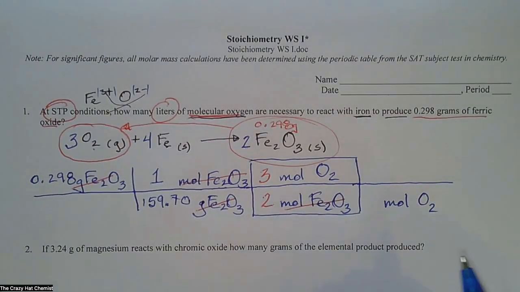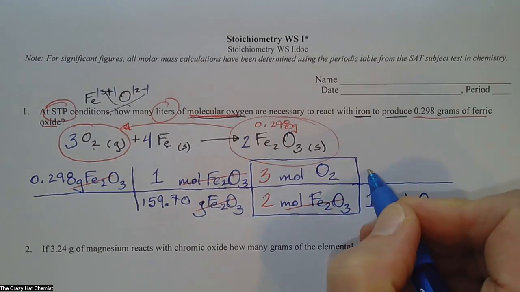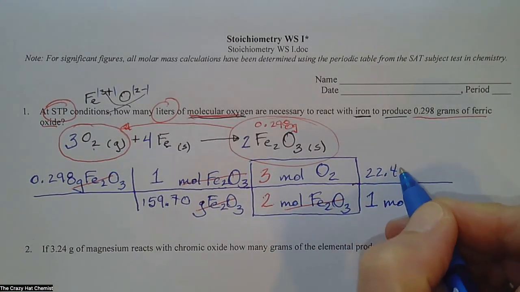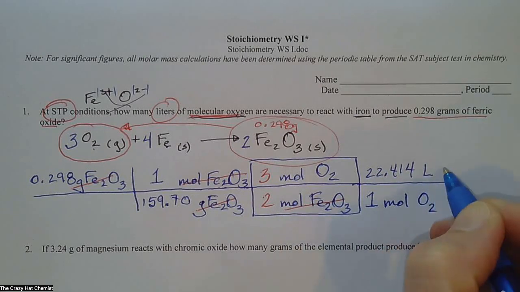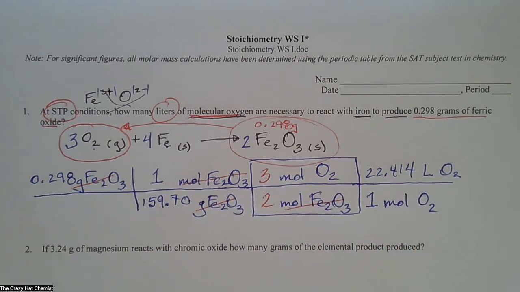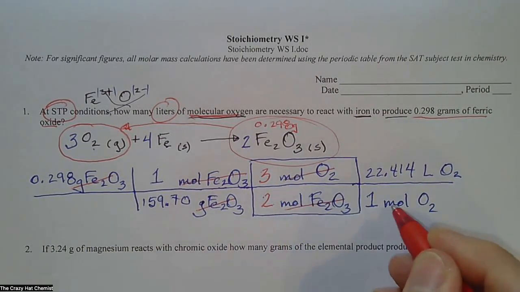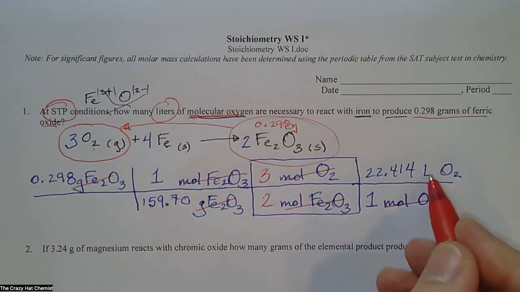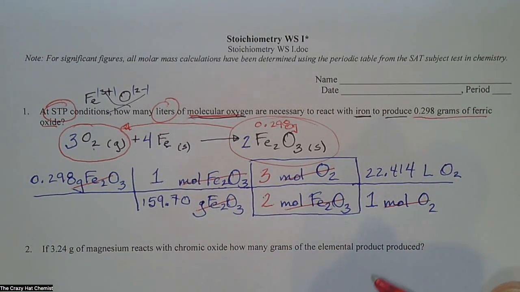So I'm going to use that. 1 mole is equal to 22.414 liters, and that's O2. And again, you should see that the moles of the O2 cancels out. And now I'm left with the units and the formula of which I want. Okay.